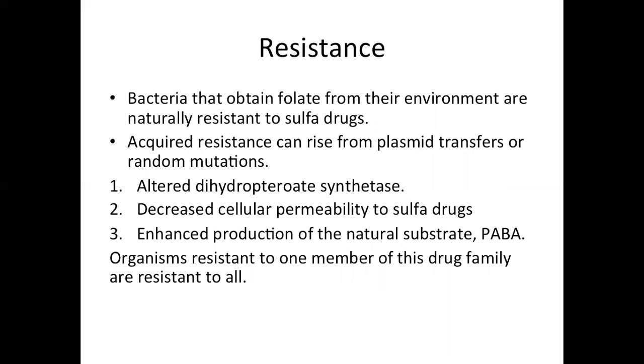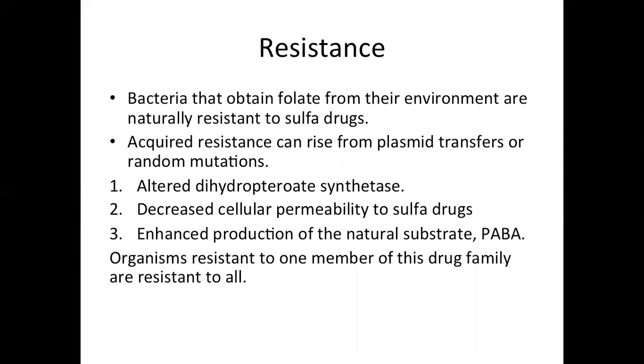Resistance to these drugs might be due to several mechanisms. So we can say bacteria that obtain folate from their environment are naturally resistant to sulfa drugs. Some bacteria are able to get their folate from their surrounding, from the host. So in this case, the bacteria is naturally resistant to the effects of the sulfonamides. Why? Because even if the sulfa drug inhibits the enzyme responsible for the formation of folate, the bacteria will get the folate from other sources, from the external environment.